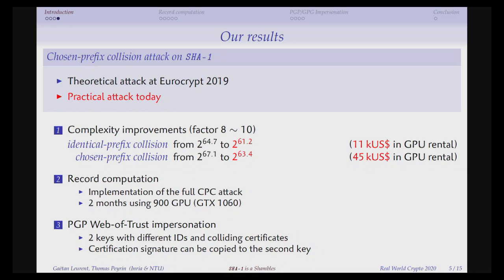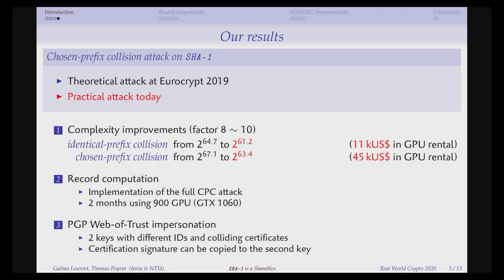The first thing is that we have improved the complexity of attacks on SHA-1 by a factor 8 or 10. This applies both to the identical prefix collision, the shattered one, and to our new result. And in terms of cost estimate, an identical prefix collision should now cost around $11,000, and a chosen prefix collision around $45,000. So this is a significant amount of money, but it's clearly within range of a state adversary, and it's even within range of academic researchers like us.